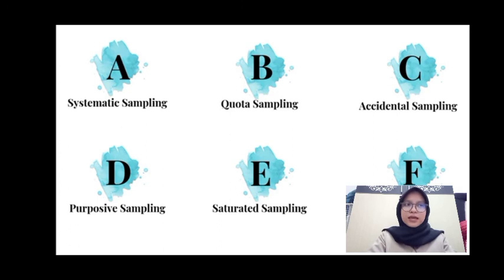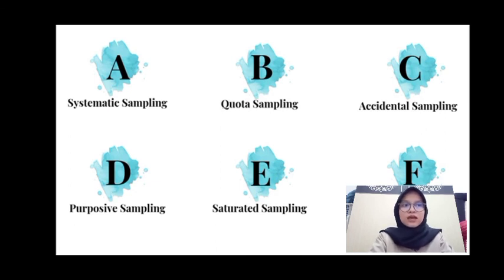Saturated sampling is a sampling technique when all members of the population are used as samples. This is often done when the population is relatively small, less than 30 people. Saturated sample is also called a census, where all members of the population are sampled. Okay, the last is snowball sampling.